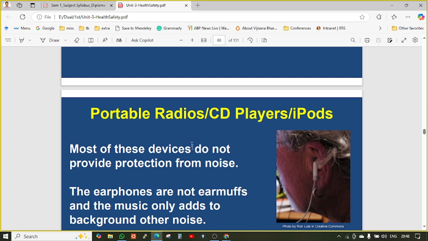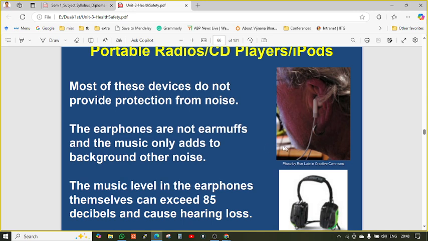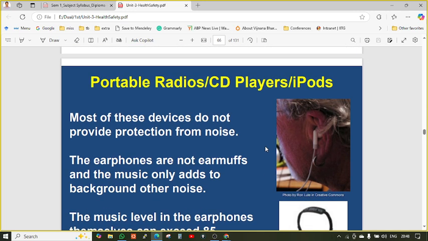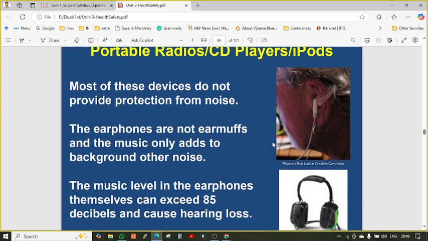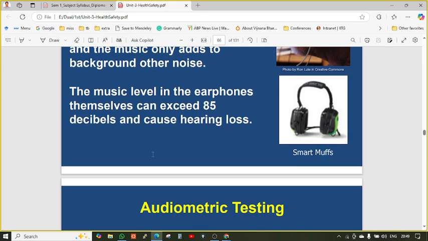Then portable radios, CD players and such things. Mostly we hear music with headphones, and if you wear your headphones for a long time, even 8 hours, 6 hours, or 4 hours continuously, there are also some warnings on your cell phone. If you wear these for a long time, there may be temporary hearing loss, and there may be some injuries in your ears. So avoid using earphones for a long time.